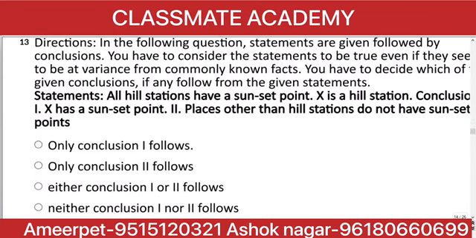Next, statements and conclusions. Statement: all hill stations have sunset points, and X is a hill station. Now see the conclusions. Conclusion 1: X has a sunset point. Yes or no? Because he's saying all hill stations are having sunset points, and X is also a hill station. That is the reason X will have a sunset point. So conclusion 1 is correct. What about conclusion 2 now? Places other than hill stations do not have sunset points. Do you know that? It is not given in the statement. So that is the reason. What is your answer? Only conclusion 1 follows.